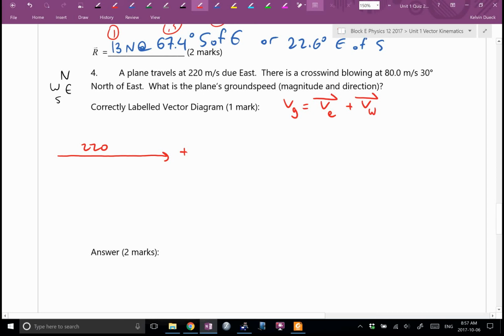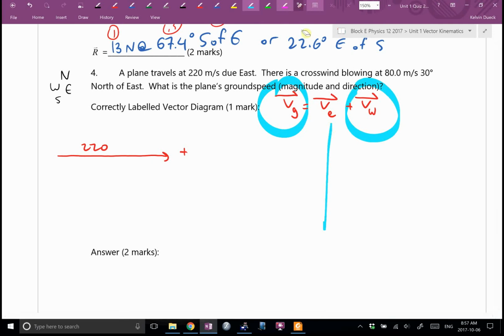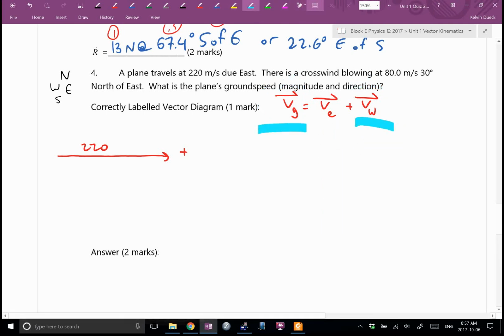What if I gave you the ground velocity and the wind velocity and asked you to find the engine velocity? How would you get the VE by itself? How would you move that VW over? And this might be a situation where you would subtract vectors.